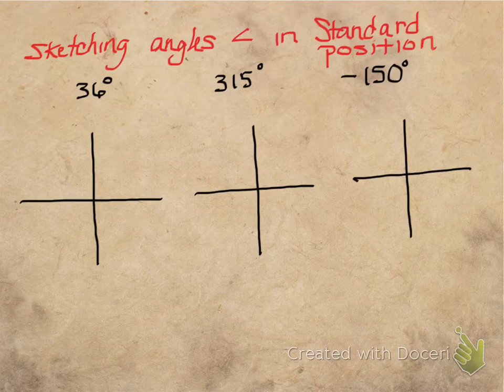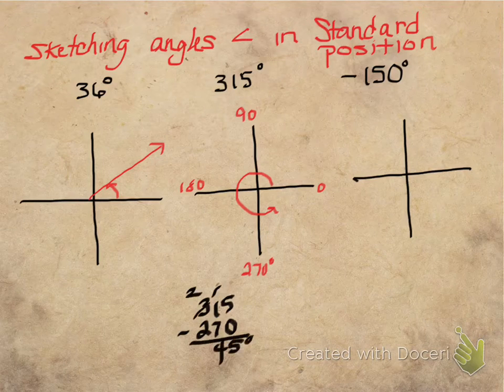So sketching angles in standard position. 36 degrees we know has to be in quadrant 1. It's less than 45 degrees. So that's about it. 315. I know I have to go past 270. How far? Did a little math at the bottom. Another 45 degrees, which is about halfway between 270 and 0, or 360. So that's where I stopped, and I put my terminal side right there.